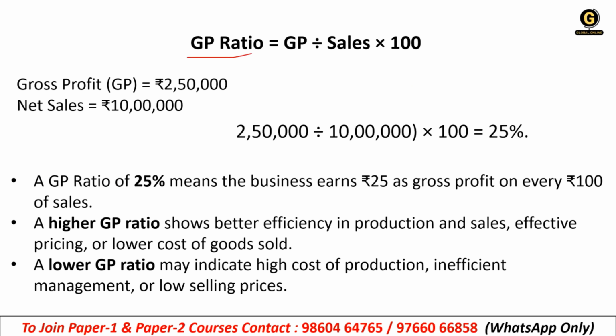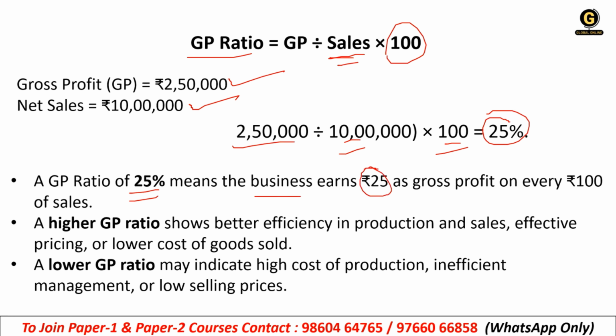See how we calculate the gross profit ratio: gross profit divided by sales into 100. We have gross profit 2,50,000 and net sales 10 lakh rupees. So gross profit 2,50,000 divided by sales of 10 lakh rupees, into 100. What will be the answer? 25%. If the gross profit ratio is 25%, that means the business earns 25 rupees as gross profit on every 100 rupees of sales. If the sale is 100 rupees, the company is getting 25 rupees gross profit.